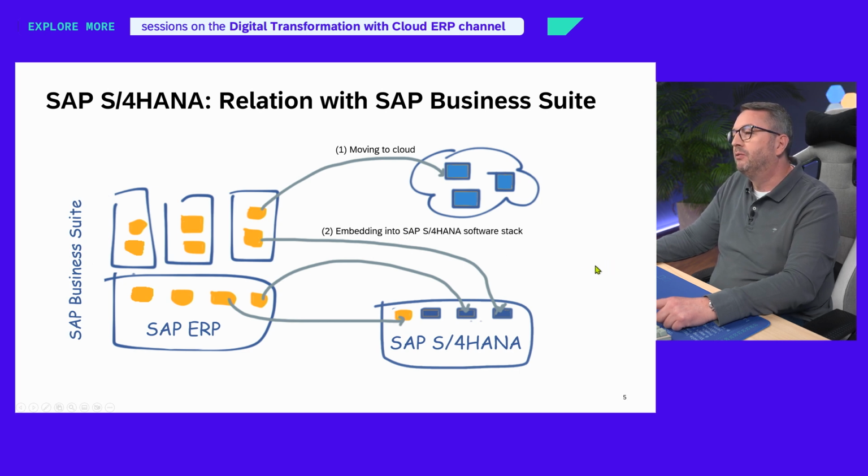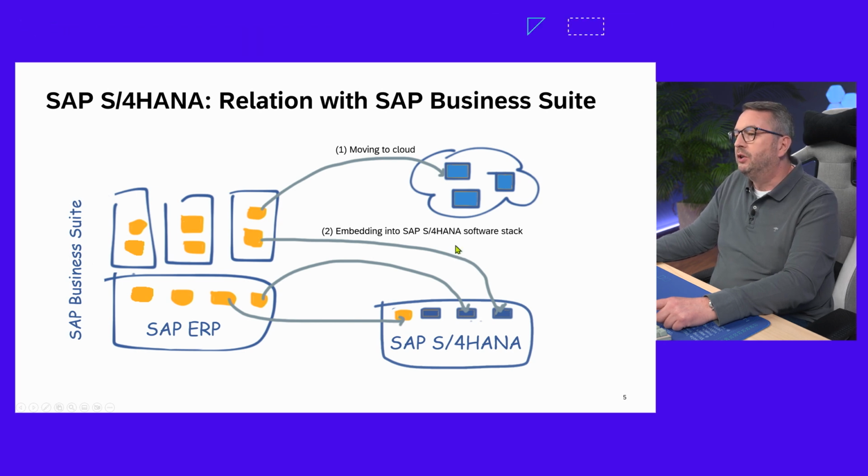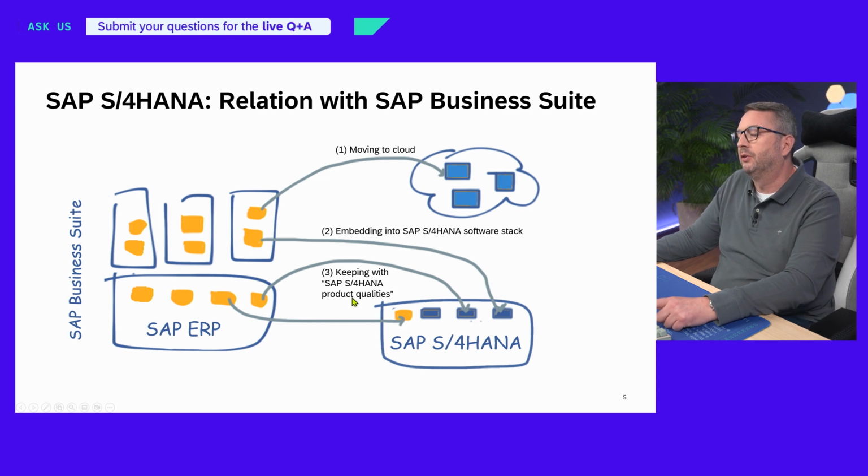But on the other hand, we also have a lot of those things embedded in the SAP S4HANA software stack, such as several backend functionalities from customer relationship management, like service management, and some other parts for supply chain management, like APO and MRP. And we have a lot of other functionalities which you know from ERP. We have renovated and enriched these with SAP S4HANA product qualities, as I just mentioned on the former slide.